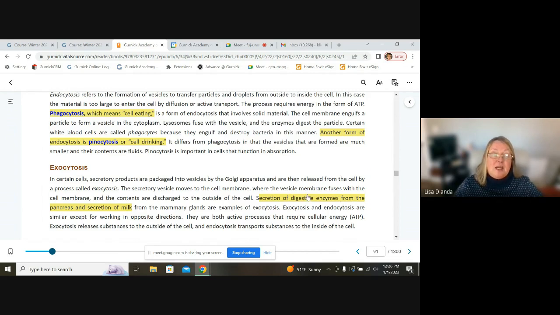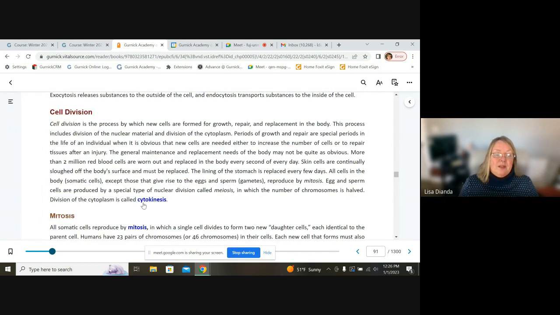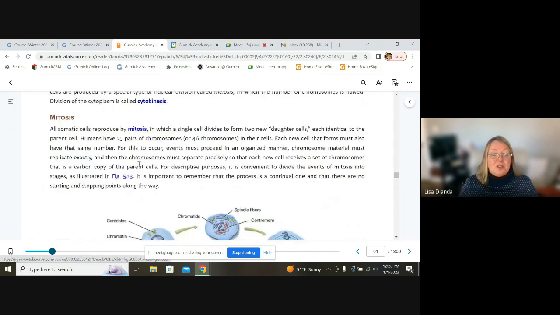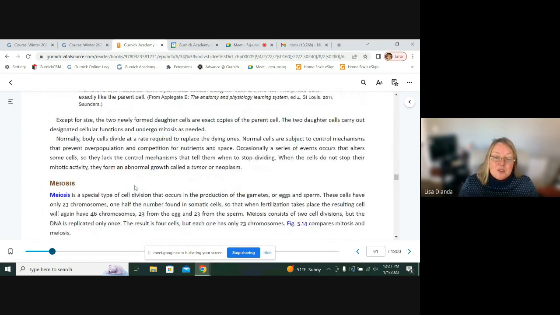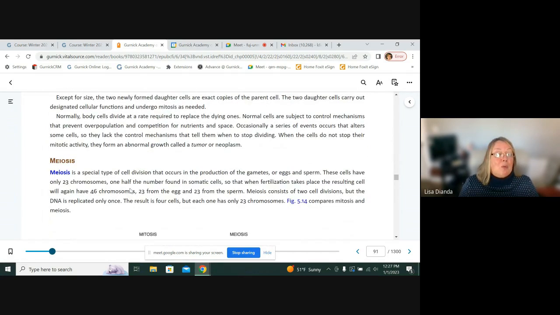Digestive enzymes, when they come out of the pancreas to help dissolve or digest your food. The secretion of milk from a breast, from a mammary gland, again, exocytosis. So the secretion from a cell. Cell division, mitosis is cell division, right? Meiosis is a special division that only happens in eggs and sperm, right?